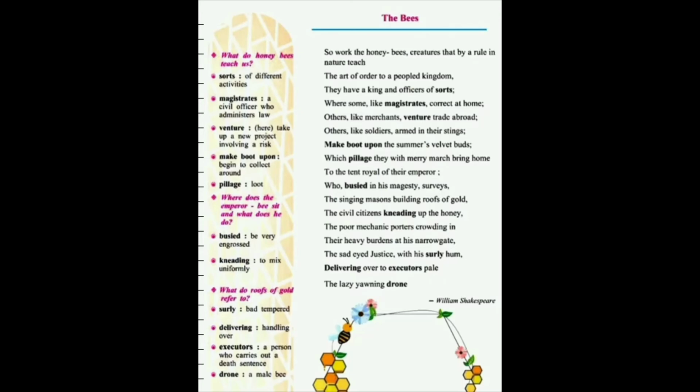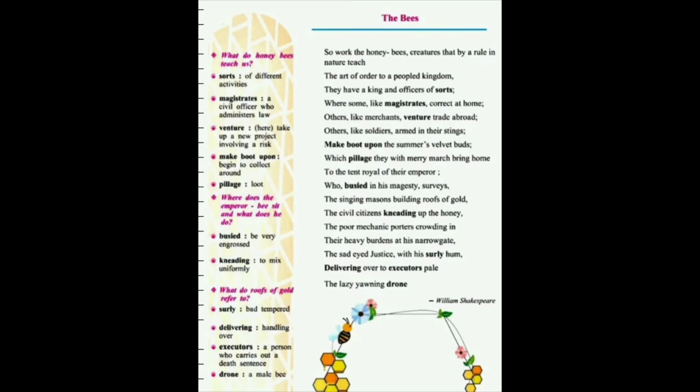Now what do you mean by civil citizens? Civil citizens मतलब क्या, कौन हो गए? Civil citizens मतलब जो bee category में जो old वाली bees होंगी ना वो. So the civil citizens are kneading up the honey. Kneading is to mix it properly. So they are mixing it properly. The poor mechanic porters crowding in their heavy burdens at his narrow gate. Okay, narrow gate.